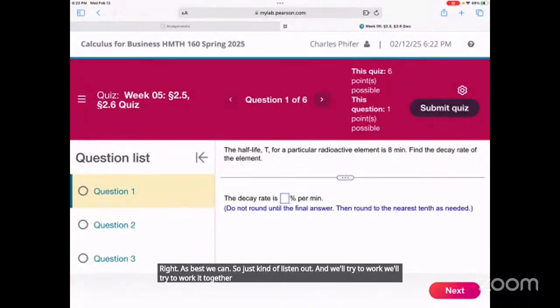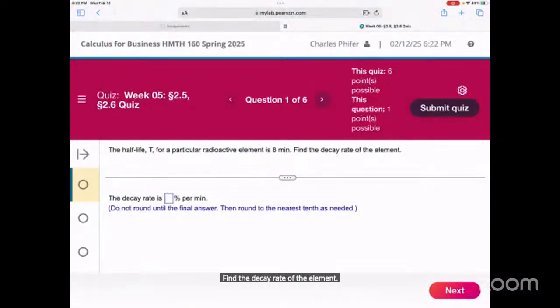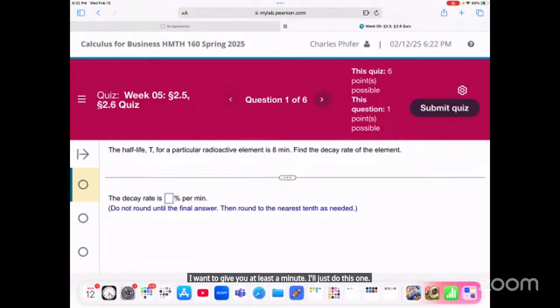So this first question says the half-life T for a particular radioactive element is 8 minutes. Okay, find the decay rate of the element. So they gave us the half-life. I want to give you at least a minute. I'll just do this one, because I do kind of want to have a little bit of speed about it.